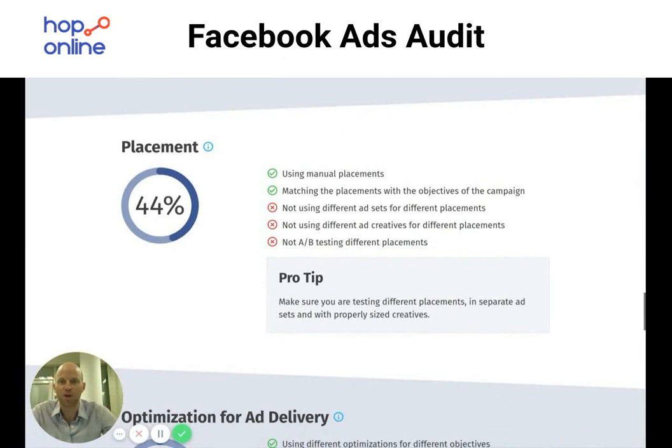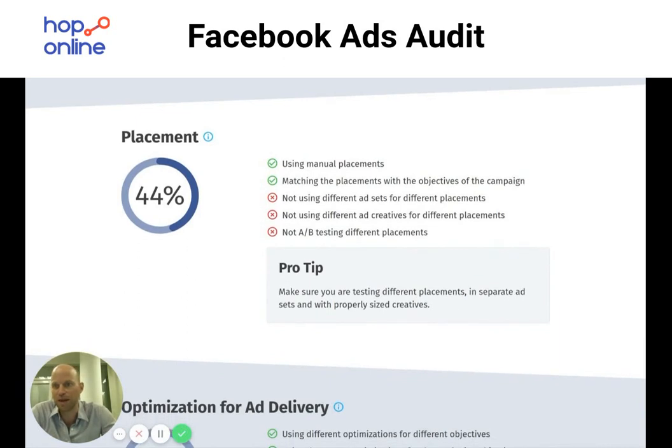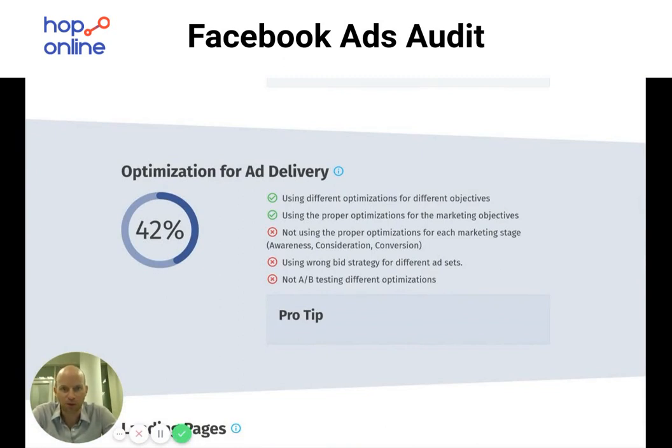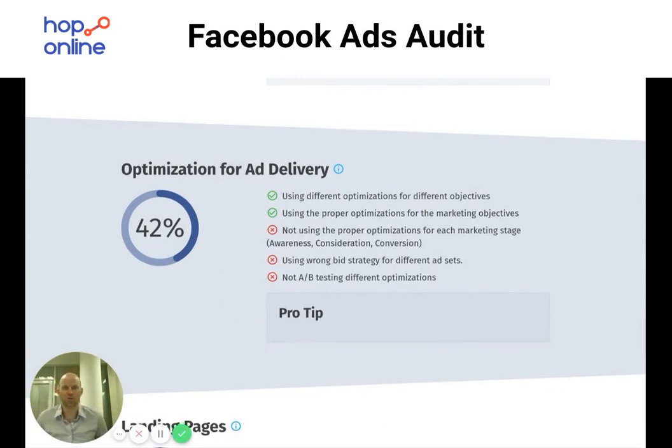We have placements. Generally with Facebook, you have either manual placements or automated placements. We generally think that manual placements typically outperform. Optimizing for ad delivery. So this has to do really with making sure that the ads are being delivered to the right users in an effective manner.